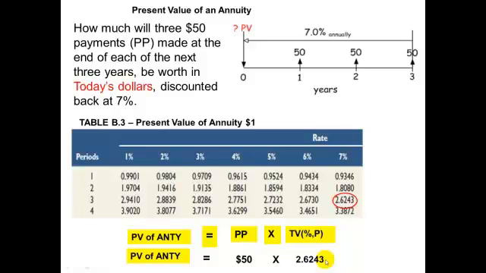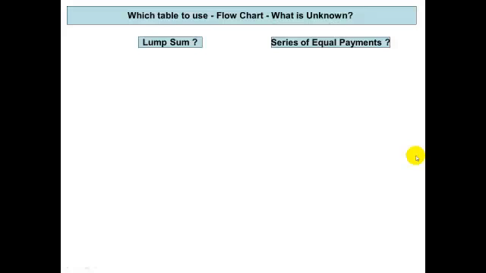Multiply this together, and these 3 $50 payments that you made, that you forfeited, or you're going to discount back out the interest at 7%, they're worth a total of $131.22 in today's dollars.